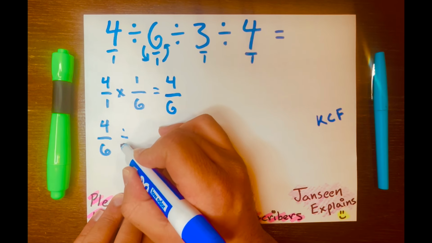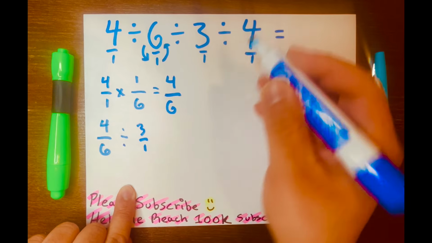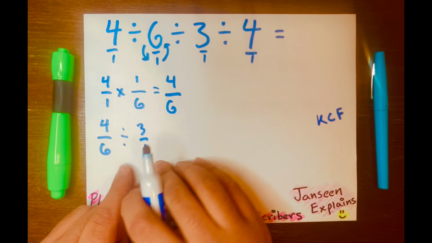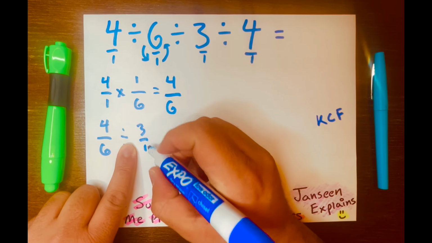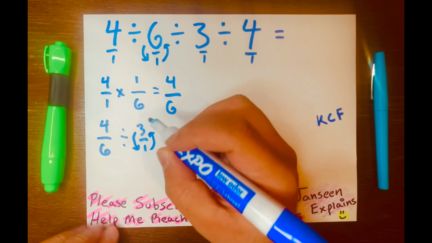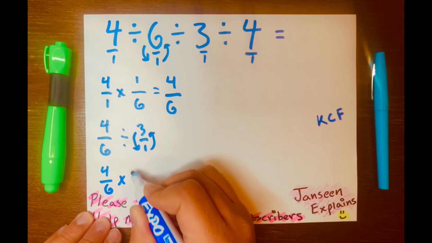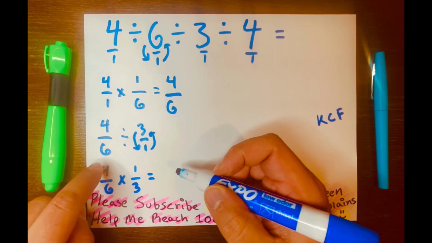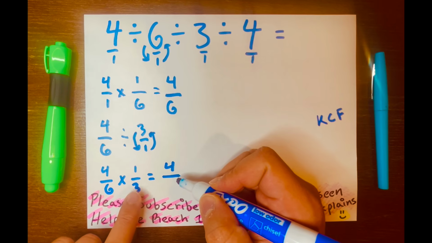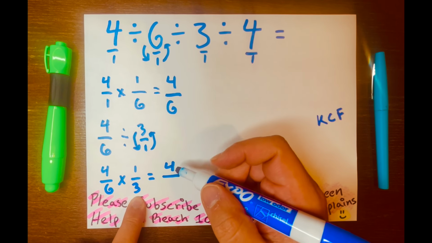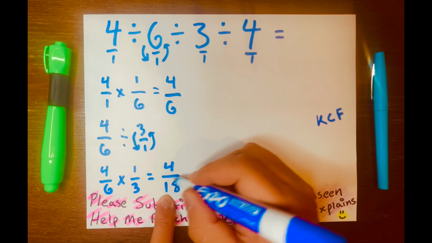Bring down the division symbol, right here, then the 3 over 1, and let's just stop there because we're going to keep this, we're going to change the division to multiplication, and we're going to flip this fraction. So it'll be written like this, 4 over 6 times 1 over 3. And just multiply across. So 4 times 1 is 4. 6 times 3 is what? 18. Now we have 4 over 18.